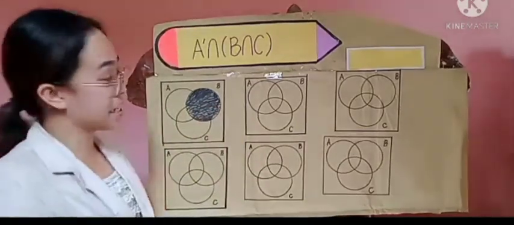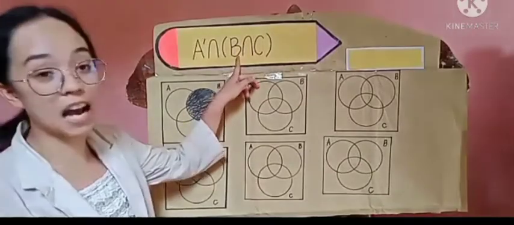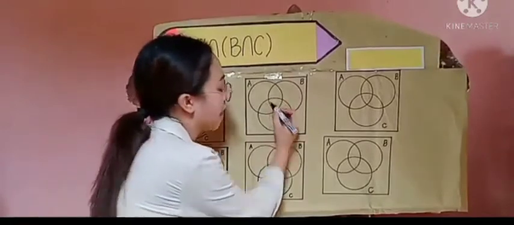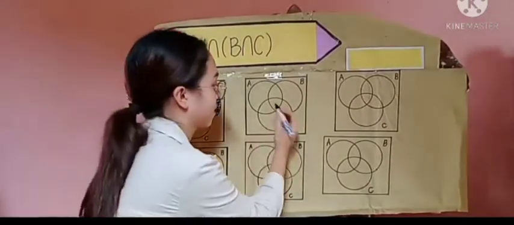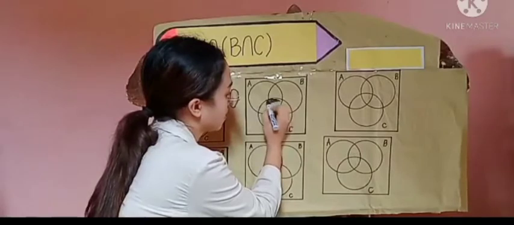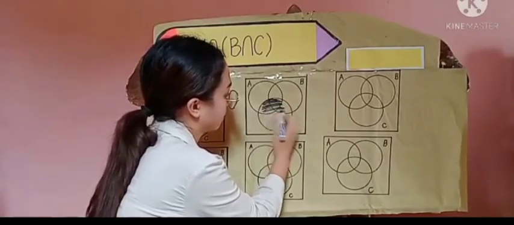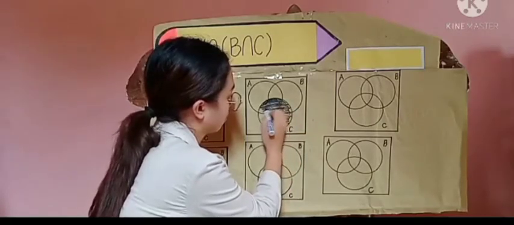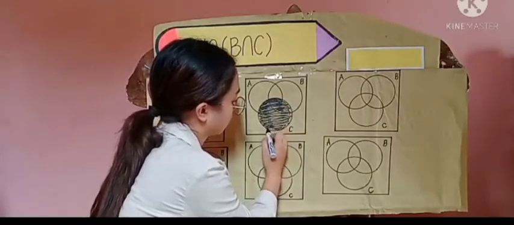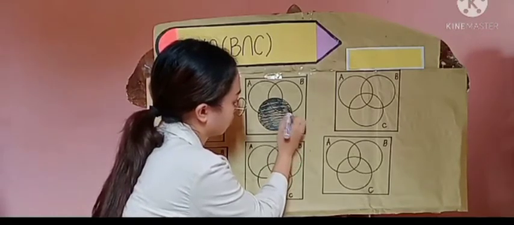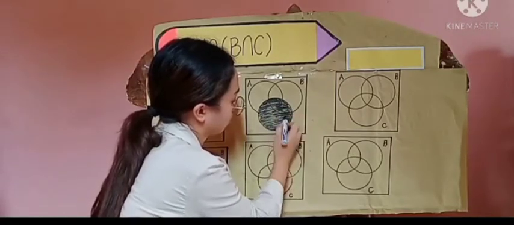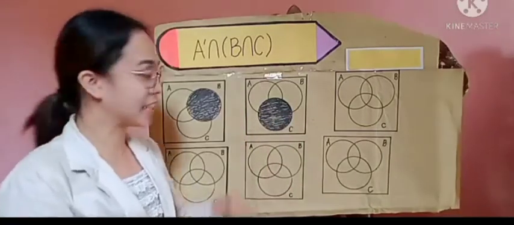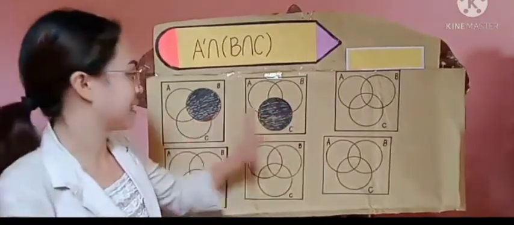So we're done shading the B. Now let's shade C, everything in circle C. Now we're done shading the B and C.